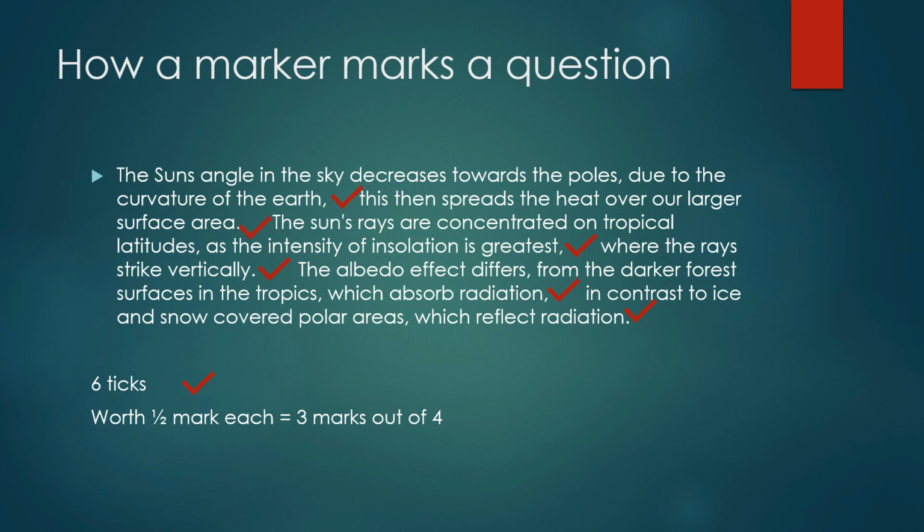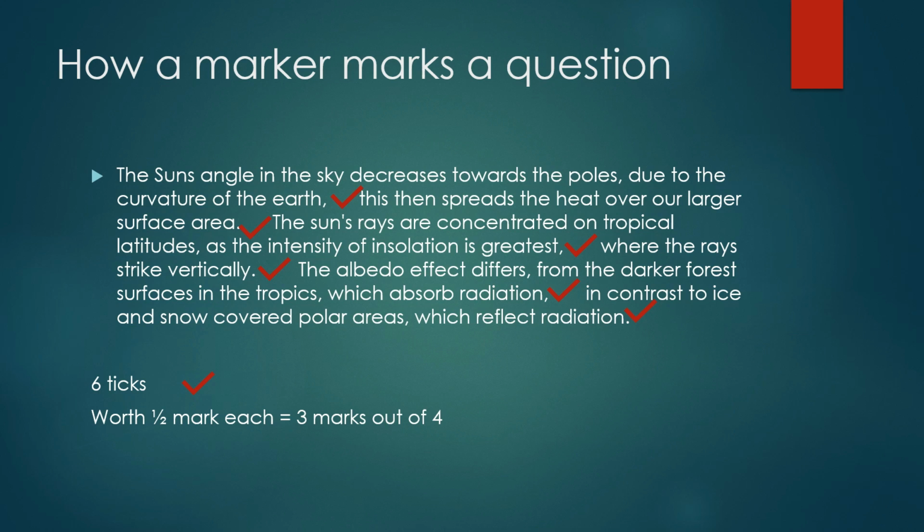But you need to further explain the point, which spreads heat energy over a larger surface area, to get the full mark. If you just mention the sun's angle in the sky decreases towards the poles due to the curvature of the Earth, you would get credit, but the marker would be looking for another point somewhere. It might be another unrelated point, maybe another brief point, in order to give you a mark.